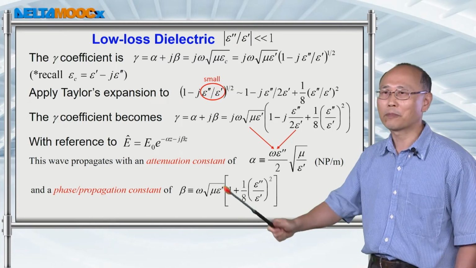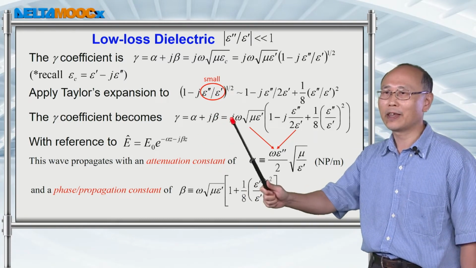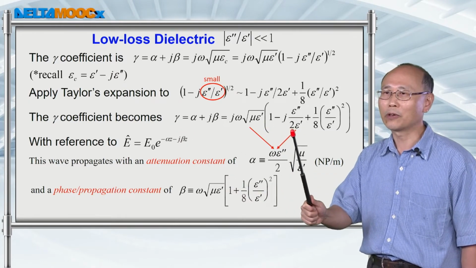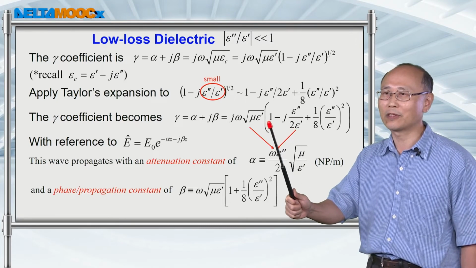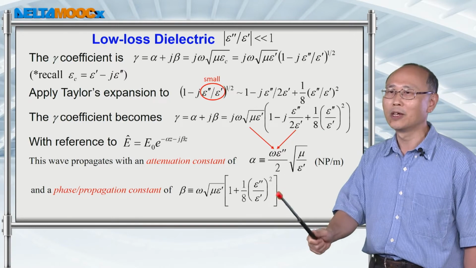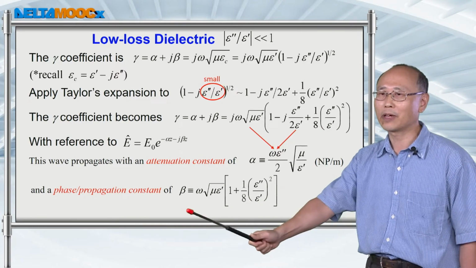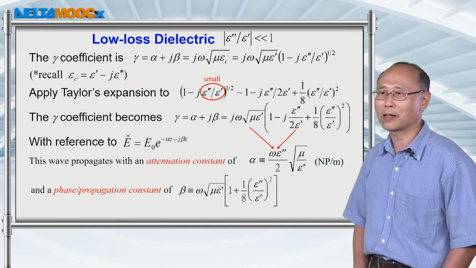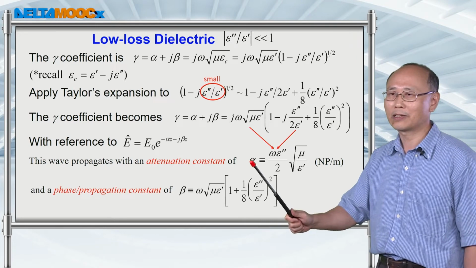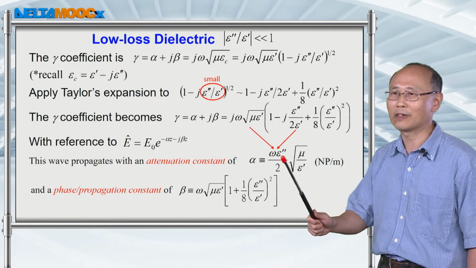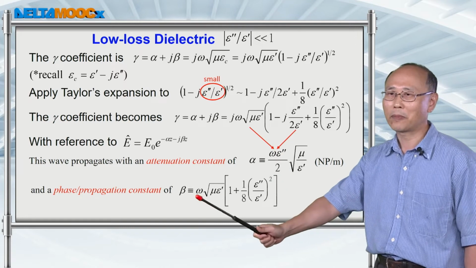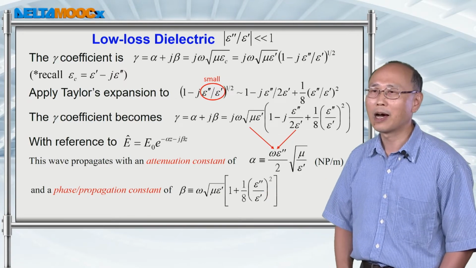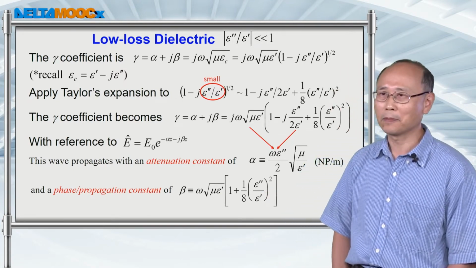And if you want to find out the propagation constant for this wave, then you try to identify the imaginary part of gamma. And we already used this term, so what are left are this zero order term and the second order term. So we copy them down here. Then you can write down the expression for the propagation constant. And so you can see that the attenuation is affected by the imaginary part of the permittivity. And the propagation constant is also affected by the real part and also the imaginary part of the permittivity.